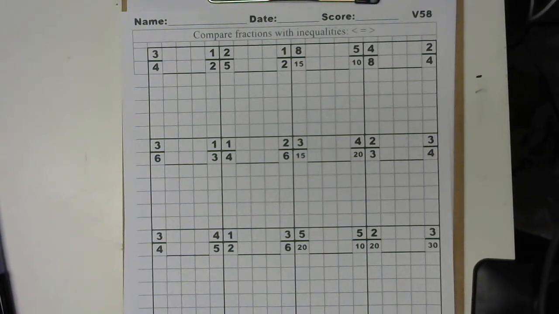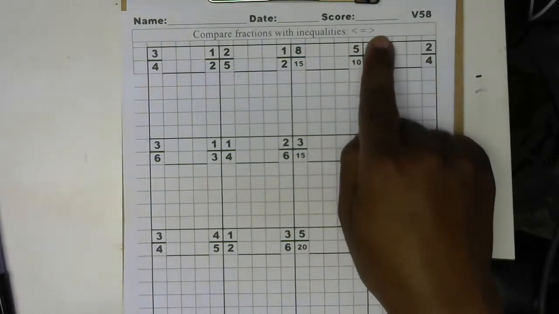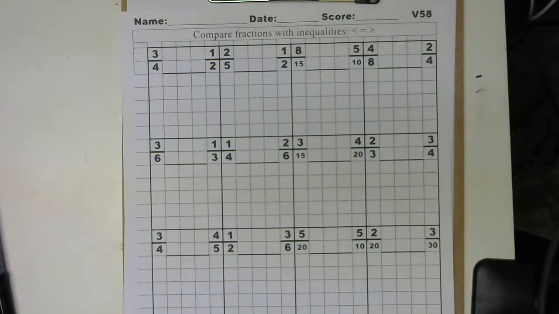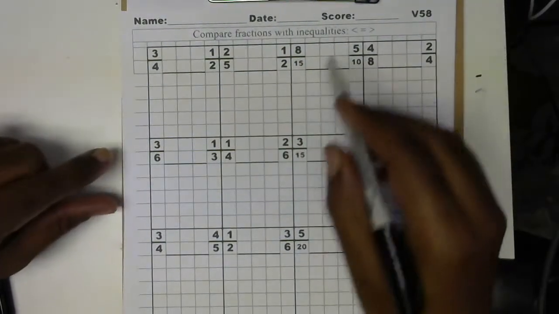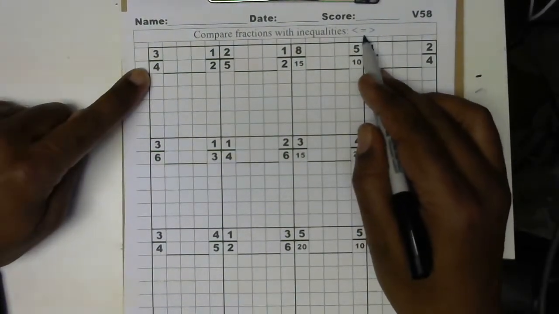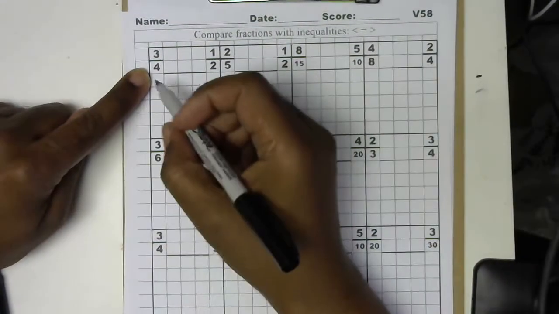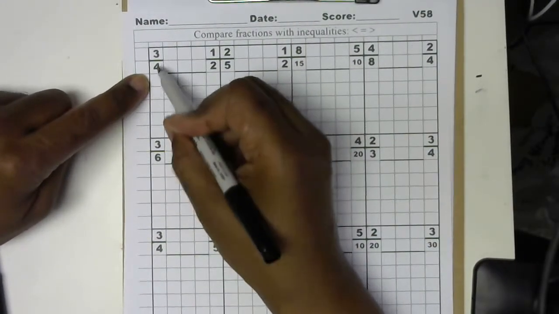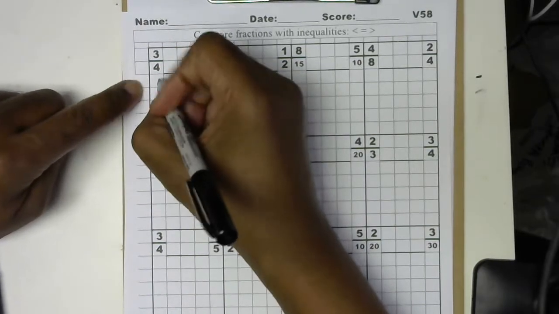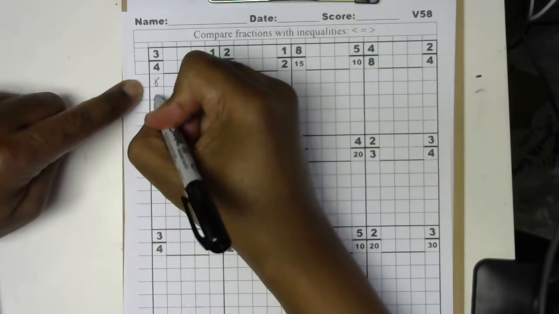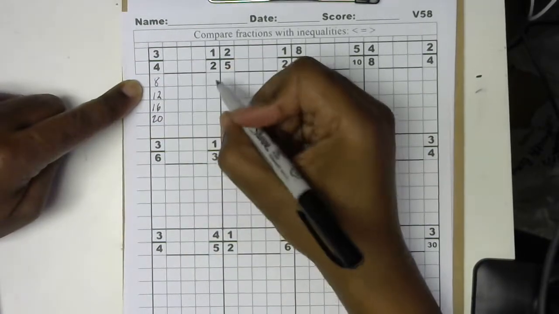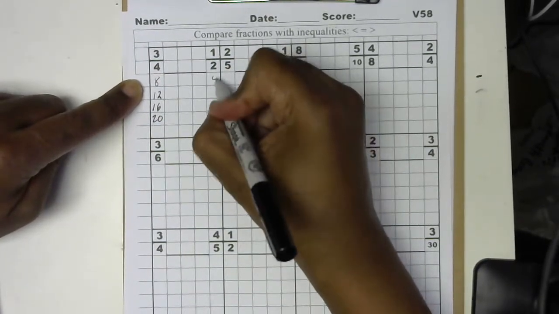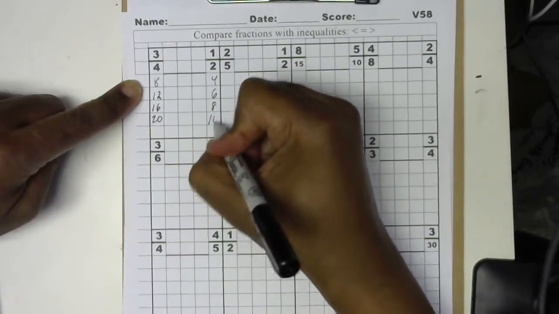Okay, we're going to compare these fractions using less than, equal to, or greater than. And we're always comparing the first fraction to the one behind it. That's how we know whether the first one is less than, equal to, or greater than the last one. So I'm going to go through my 4-time table so I can get these denominators to become equivalent. My 4-time table is 4, 8, 12, 16, and 20. Now my 2-time tables are 2, 4, 6, 8, and 10.